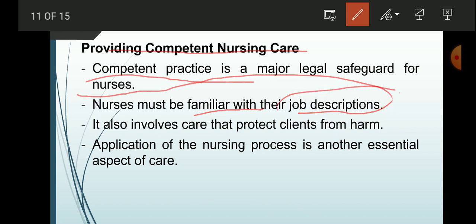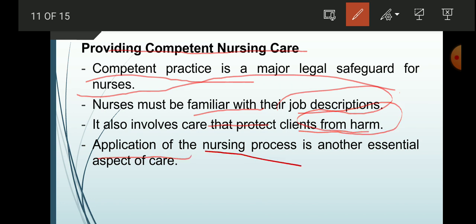So we as nurses, dili ta pwede mag-ubiyan sa atong job descriptions. At the same time sa mga nursing attendants po, dili sila pwede mag-go beyond. Work lang kita in accordance with our job descriptions. It also involves care that protects clients from harm.